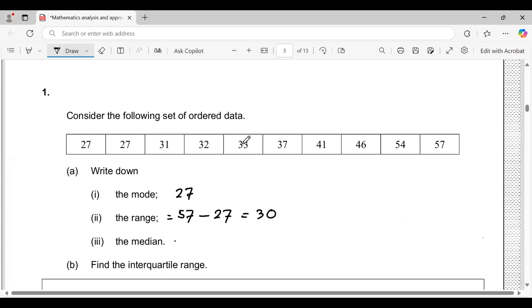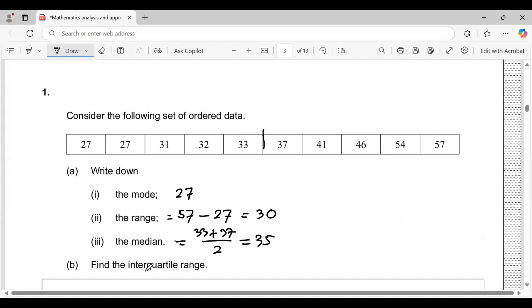1, 2, 3, 4, 5, 6, 7, 8, 9, 10. So the median is between 1, 2, 3, 4, 5 here. So median equals 33 plus 37 divided by 2, equals 70 divided by 2, which is 35.